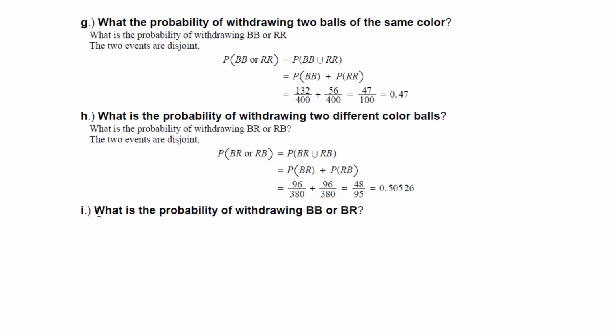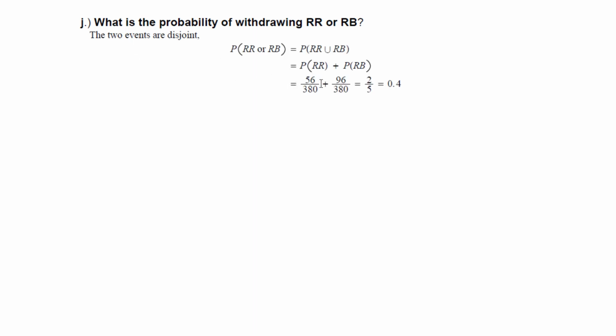What is the probability of withdrawing blue-blue or blue-red? These events are 2 disjoint events. So we add their probabilities and we get 0.6. So now another complex event. What is the probability of withdrawing red-red or red-blue? These 2 events are disjoint, and we add their probabilities together and we get 0.4.